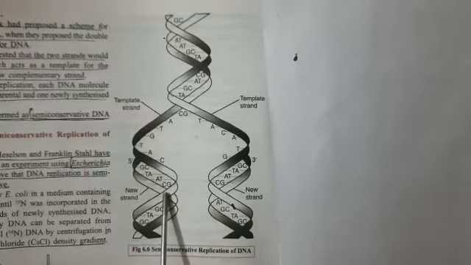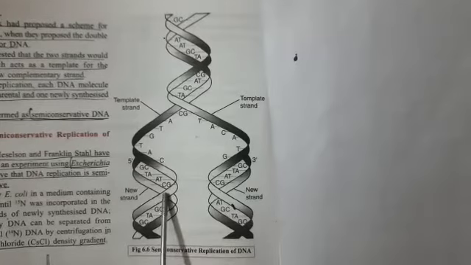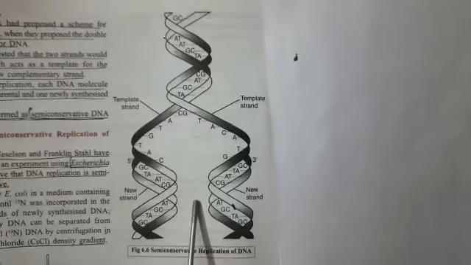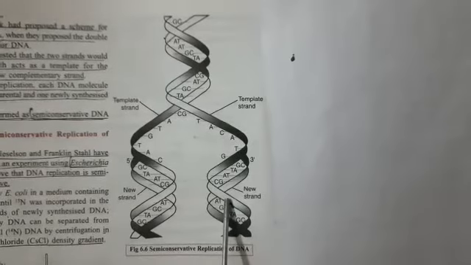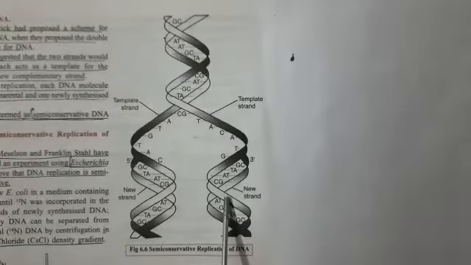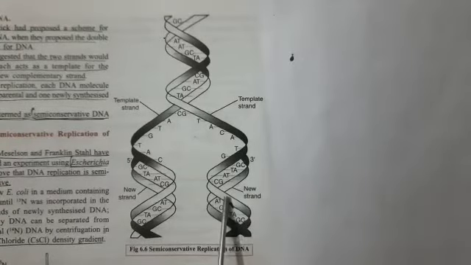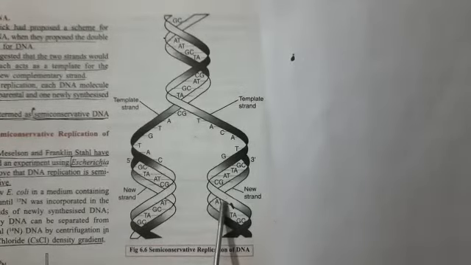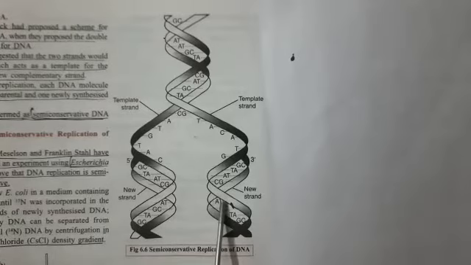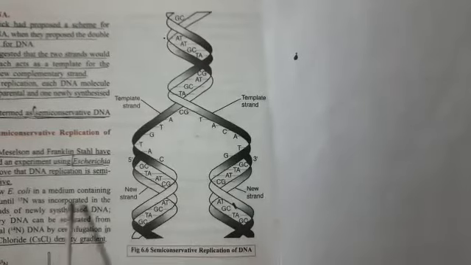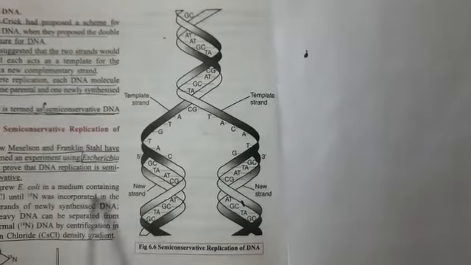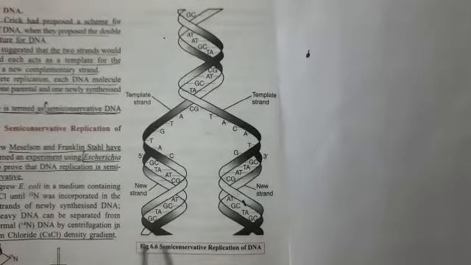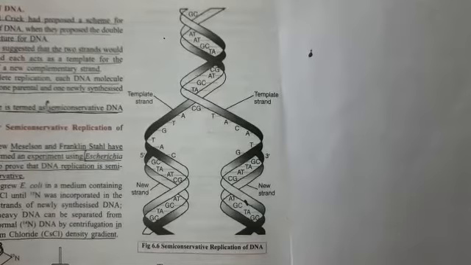So it was proved that DNA replication is semi-conservative. It was proved by scientists Matthew Meselson and Franklin Stahl. They performed an experiment using E. coli and proved that DNA replication is semi-conservative. Let us see how this experiment was performed by them and what was the conclusion.